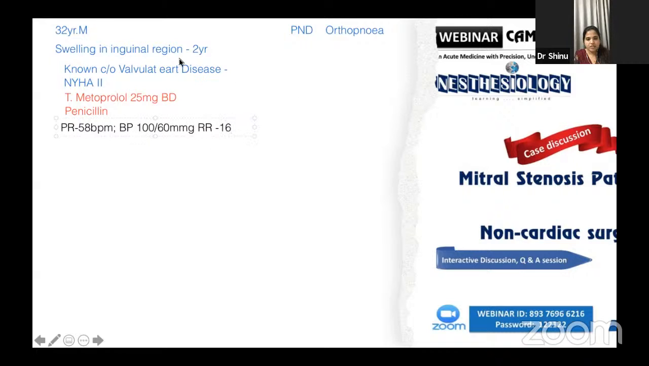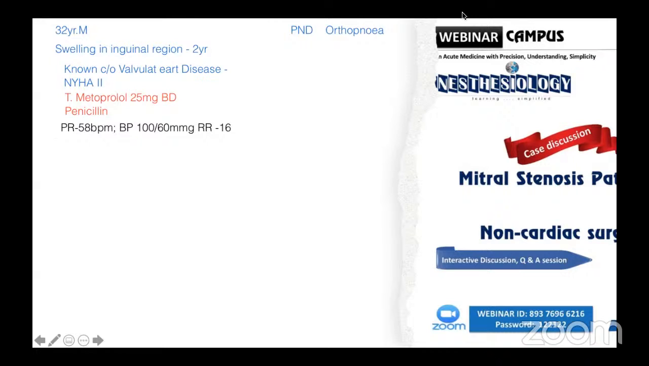Then airway examination. No facial asymmetry. The external nasal framework appears to be normal. Mouth opening is more than 3 fingers. The thyromental distance is about 3 fingers. The Mallampati classification is grade 2. There is no loose tooth, no artificial dentures. Neck movements are normal.